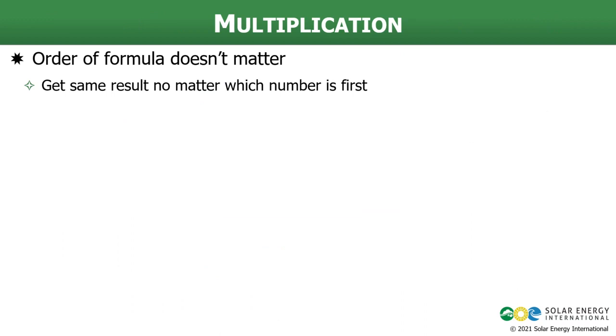All right, let's talk about multiplication. When we are multiplying things, the order that we put the numbers in the formula does not matter. We're going to get the same results whether number A is first and number B is second, or whether B is first and A is second. Doesn't matter. We're going to get the same thing.